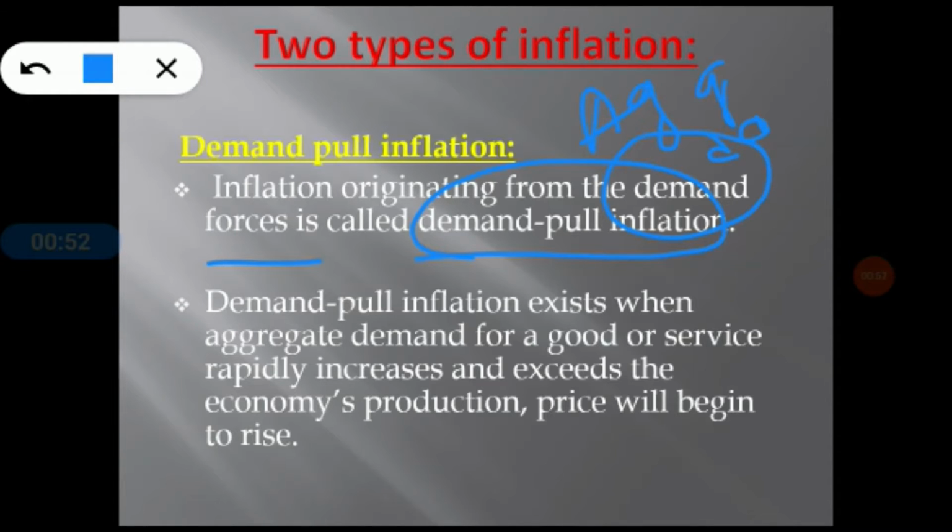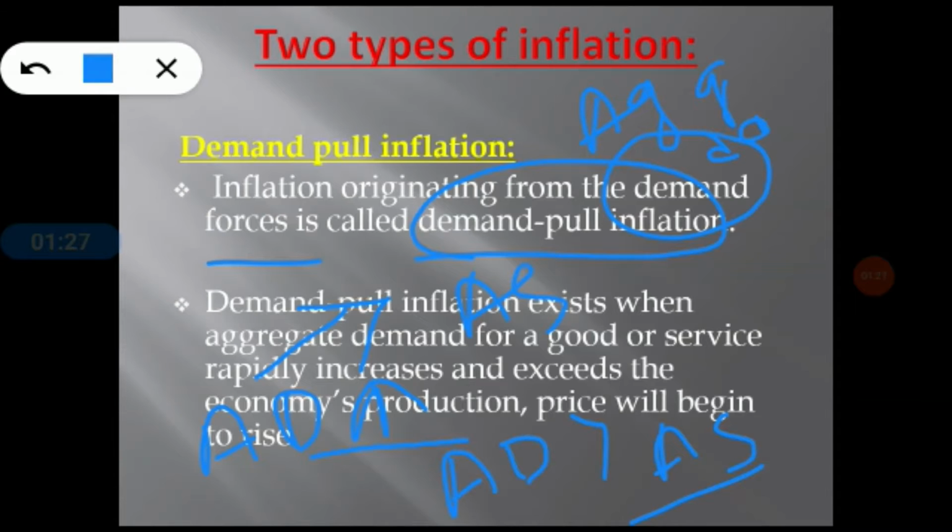Okay, so now going to the main explanation of demand pull inflation. Demand pull inflation exists when aggregate demand for goods or services rapidly increases, and that exceeds the economy's production. Economy's production means aggregate supply. So in this particular case, aggregate demand exceeds aggregate supply. That means aggregate demand is greater than aggregate supply, which is known as the economy's production.